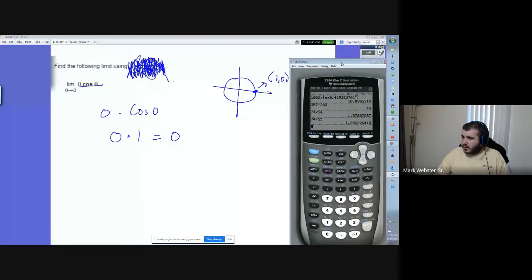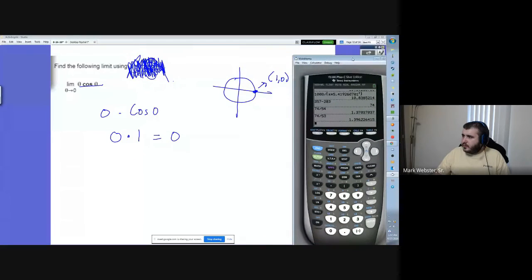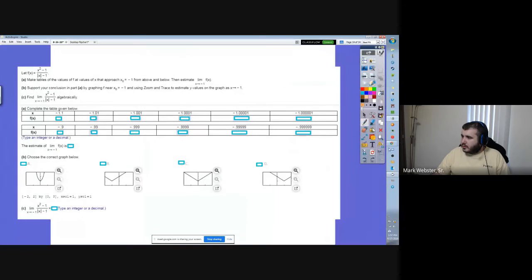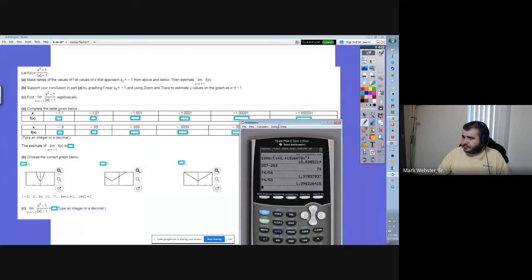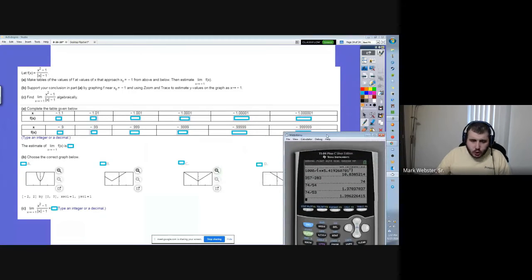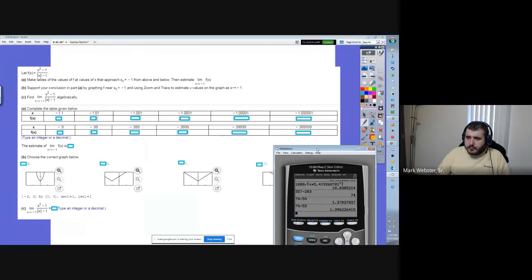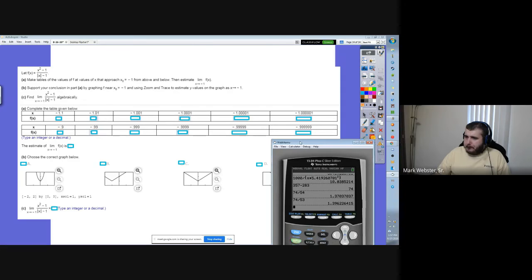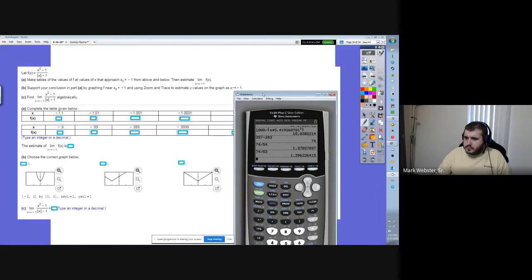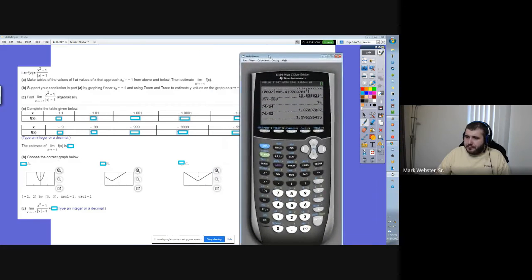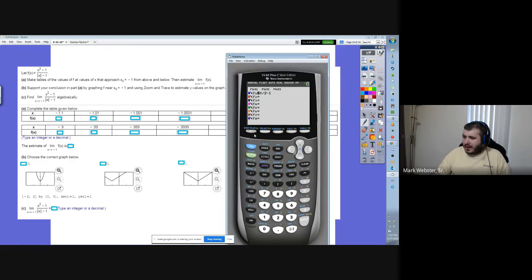Okay. Hopefully everybody sees this. Okay, so when you have no other choice, like here, you can't simplify this in any way. Not really. So what you can do is type this into a graphing calculator.